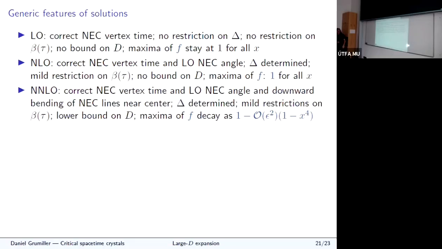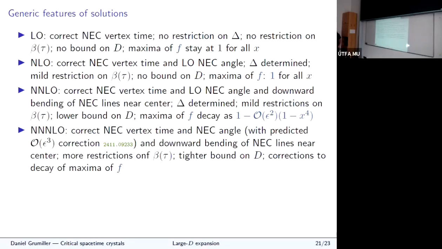If you go one order higher, to next leading order, you not only get the correct neck vertex time and the correct neck angle, you also get this characteristic downward bending of the necklines, shown here near the center. Delta is still determined. You get mild restrictions on beta. And now for the first time, you also get a lower bound on the dimension. So for any choice of beta, there's a lowest dimension for which this choice of beta works. Moreover, you find that the maximum of f actually decays in this particular way as you approach the center, which is what is qualitatively observed in the simulations.